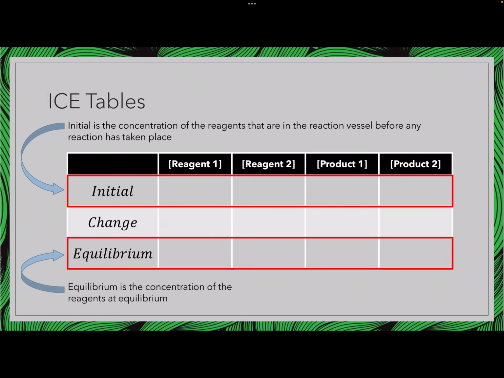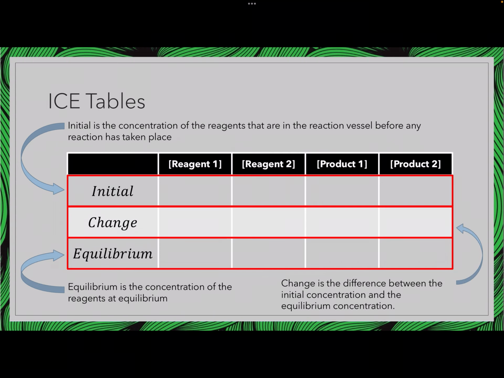Lastly, we have the equilibrium value. That's the concentration of our reactants and products at the end of the reaction. So after all the collisions have occurred, once a dynamic equilibrium has been set up, that's what our final concentrations are going to be. And change is the difference between the initial concentration and the equilibrium concentration. So for example, if you start off with 4 moles per liter of reagent 1 and you end with 2 moles per liter of reagent 1, that's a change of -2. Don't worry too much, we will go through actual specific examples very shortly.